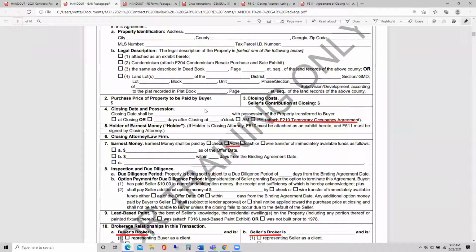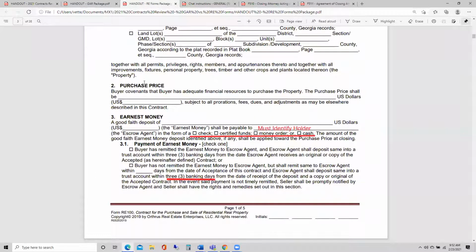So anytime in the GAR contract where you talk about the price, see how it's just a dollar sign? That calls for numerals, closing costs, dollar sign numerals. In the RE forms, purchase price, it has a place for numerals, and this long line means you spell it out in words. If there's a discrepancy between the words and the numbers, which takes precedence? Type it in the chat.